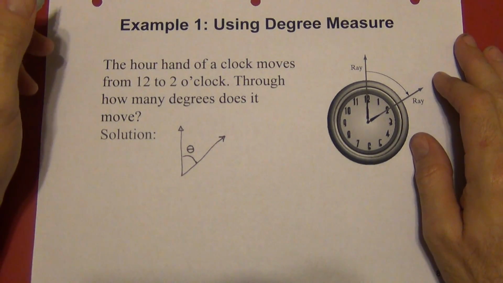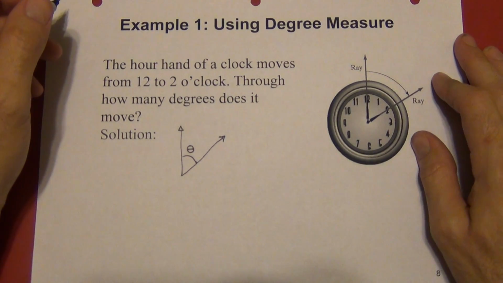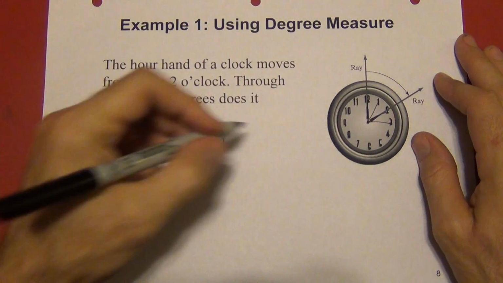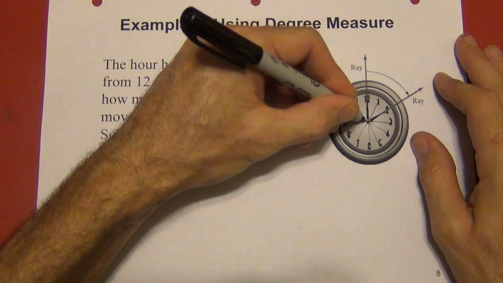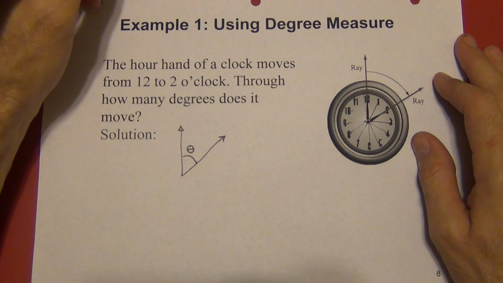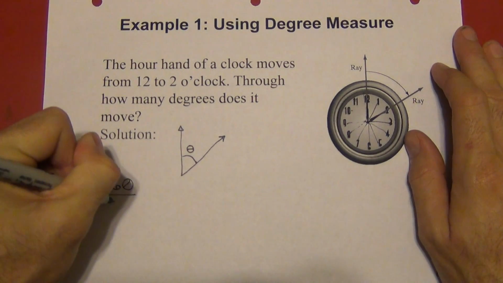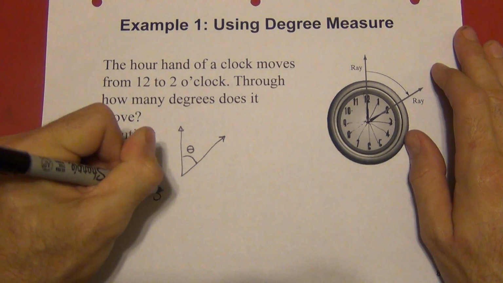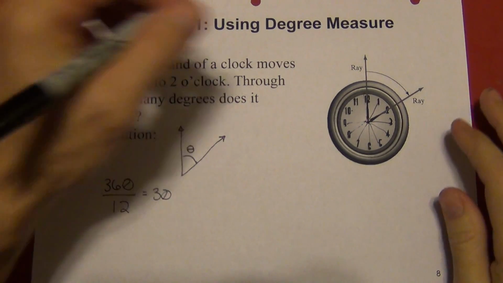Now, there's a couple of ways of doing this, but I'm thinking probably the easiest thing to do is, because the clock is divided up into 1, 2, 3, 4, 5, 6, 7, 8, 9, 10, 11, 12 sections, right? I'm basically going to take 360 degrees and divide it by 12. Okay, and that's going to give you 30 degrees for each one of these sections right here.